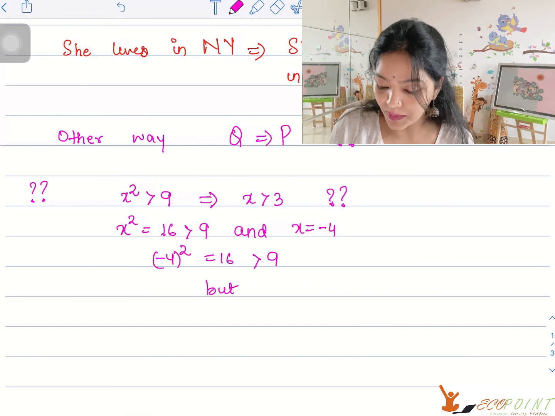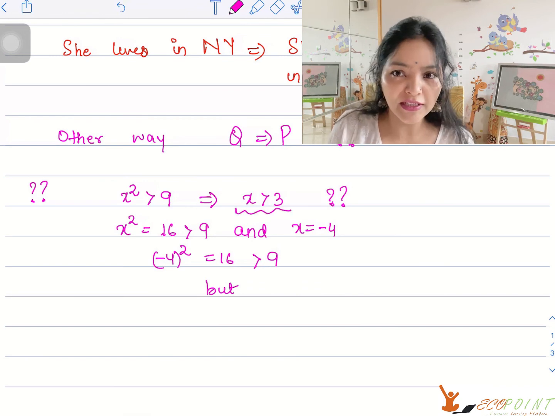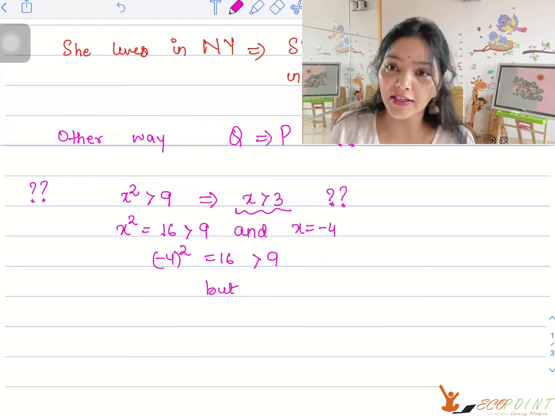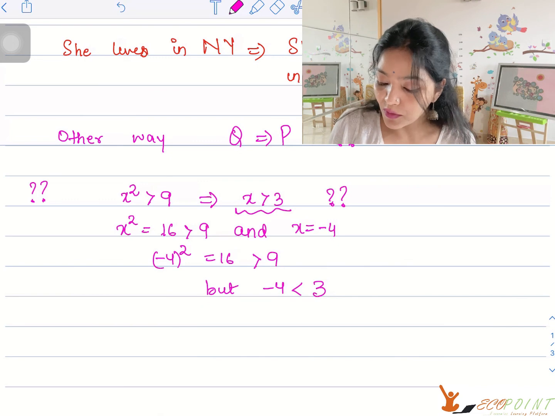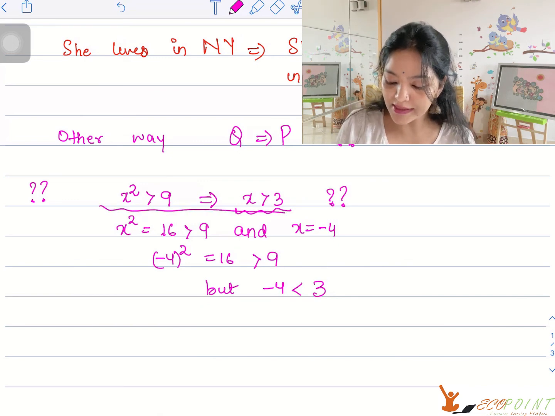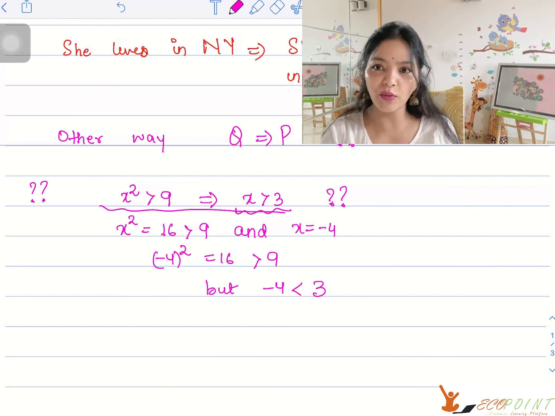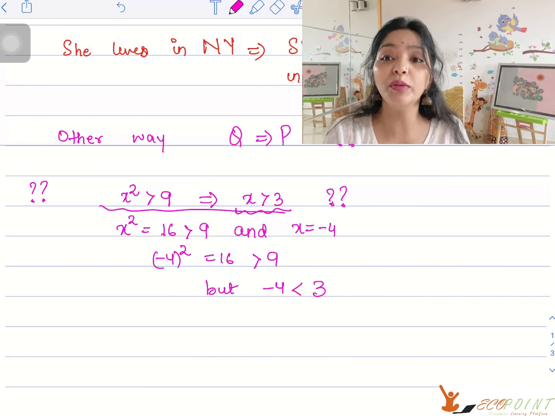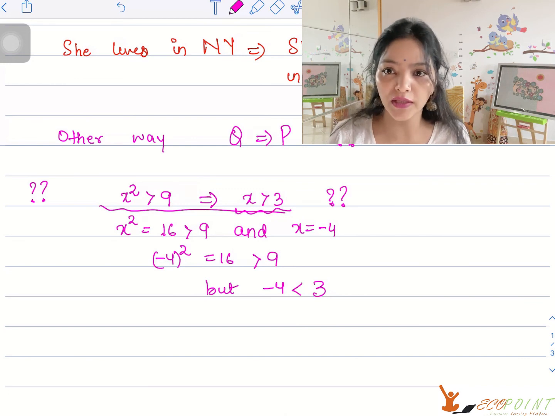But is minus 4 greater than 3? Our claim was then x is greater than 3. But then is minus 4 greater than 3? So minus 4 is less than 3. So that means this implication, if I write x square greater than 9 implies x greater than 3, could be countered. I've just given you one counter example.